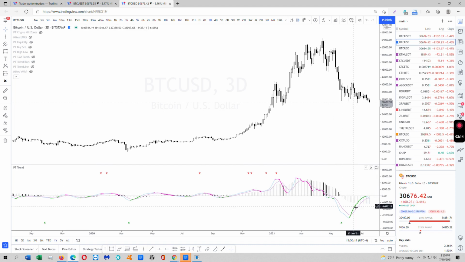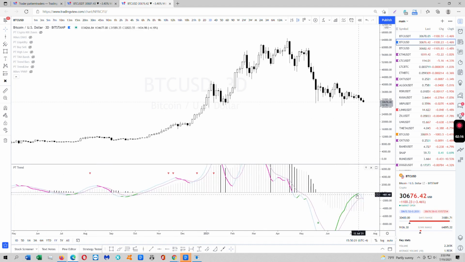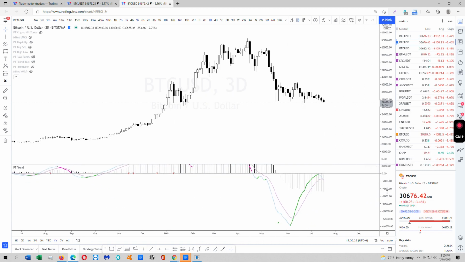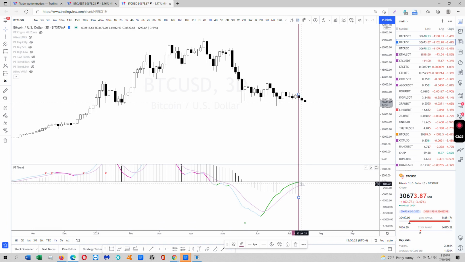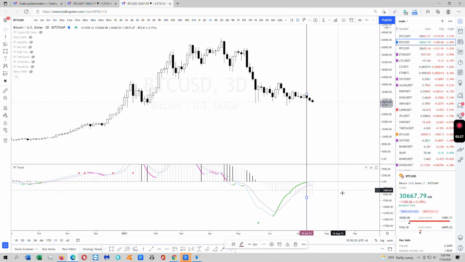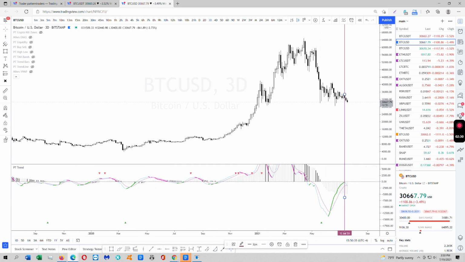Be careful. When your histogram, oh, this thing got rejected over here. Wow, this is like the worst thing for you to see as a bull, where you turn blue after your green under the 50. That's terrible. Very bearish. Be careful with that.